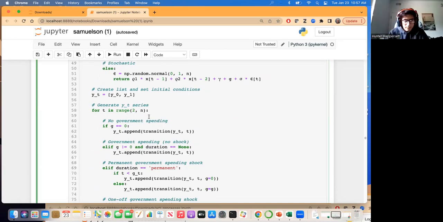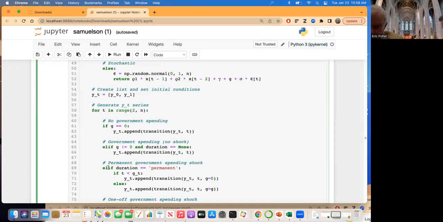For T in the range 2 to N, we did that before. To account for the initial conditions, start at 2. Good. If G is 0, this is no different here. So if it's identically 0, just do the append transition. All right, if G is not 0, and we haven't given it a duration, still do the same. So just append transition YT.